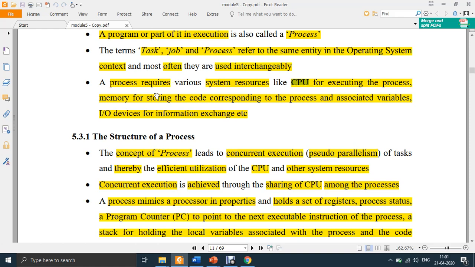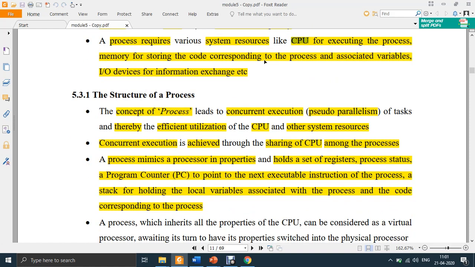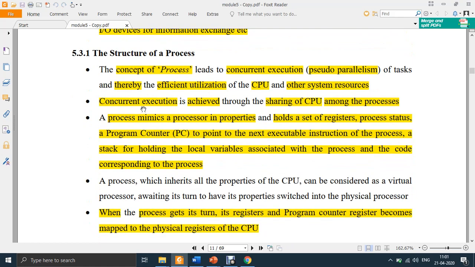In that case, the process will not have access to the CPU always. The structure of a process: how does the process look like? The concept of process leads to concurrent execution. That is pseudo parallelism. Pseudo means false, so it is false parallelism. It looks like parallelism, but it is not parallelism. It is again sequential execution only.